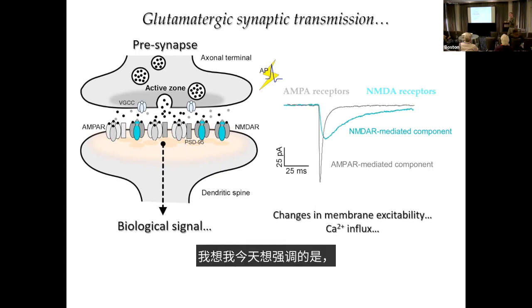What I want to emphasize today, and I think we've seen it in some of the earlier talks too, is that we've got to go beyond this role of NMDA receptors as a synaptic protein, because it's going to be involved in many aspects. And the one aspect I'm going to emphasize today is the role of NMDA receptors in brain development.